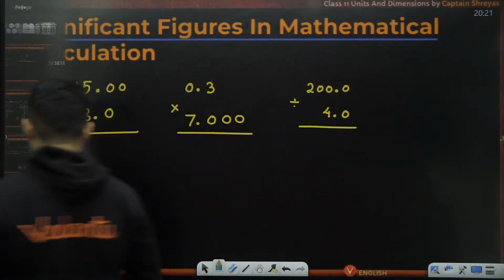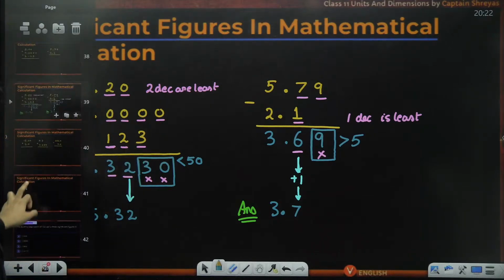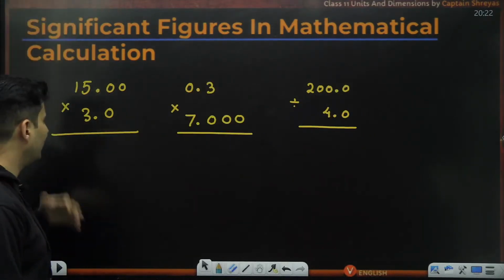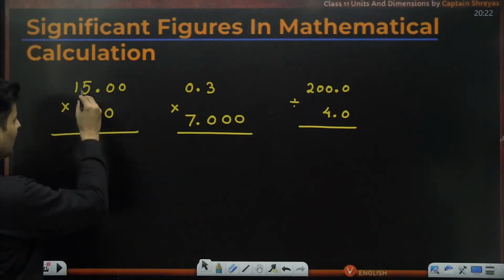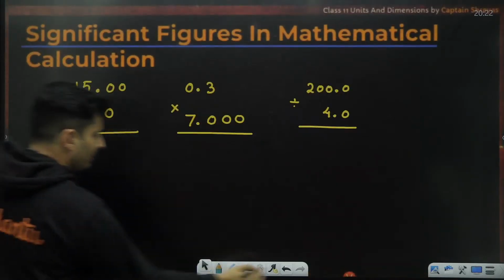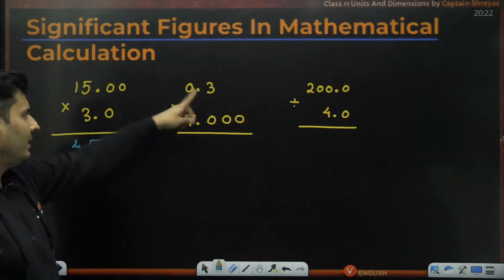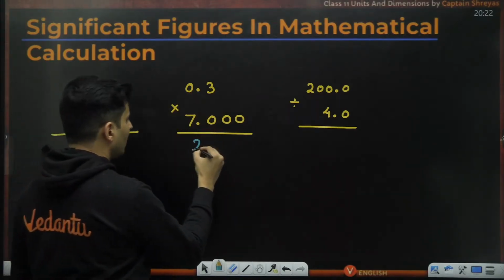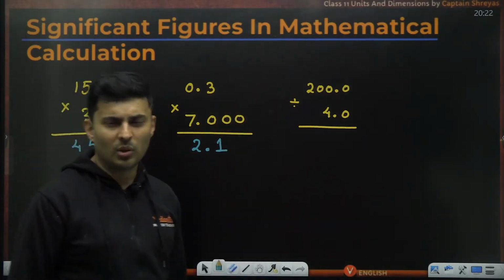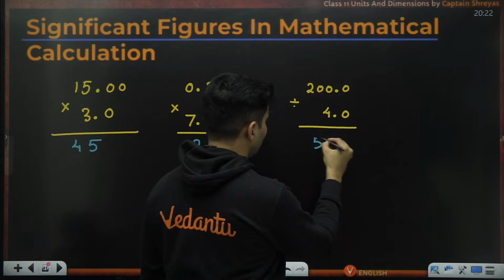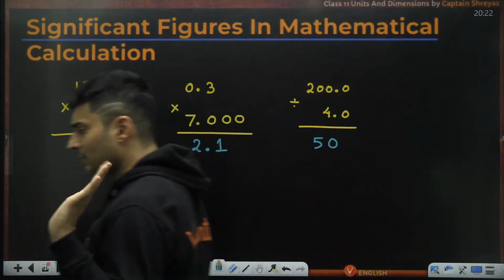Start with the basics. First, just like we did over here, first try to add or subtract normally. That means over here also, just try to multiply them or divide them normally. Forget decimals, everything for now. 15 into 3 is basically 45. 7 into 3 is 21, but because of the decimal, it will become 2.1. 200 divided by 4 is technically 50. These are the pure values by doing nothing. We have not taken into account the significant figures.